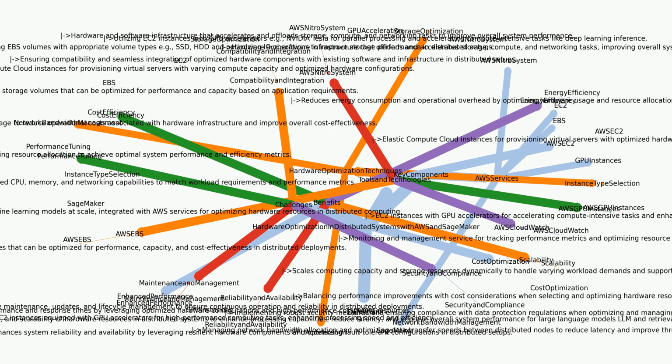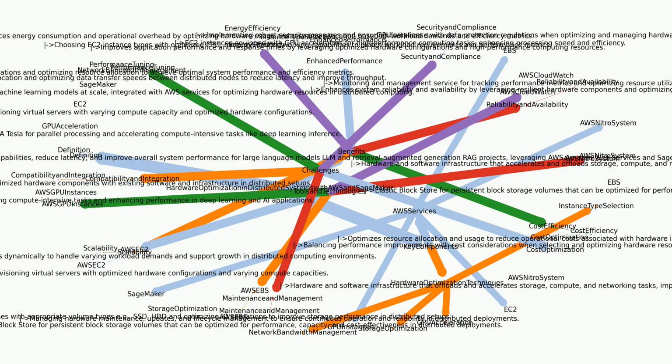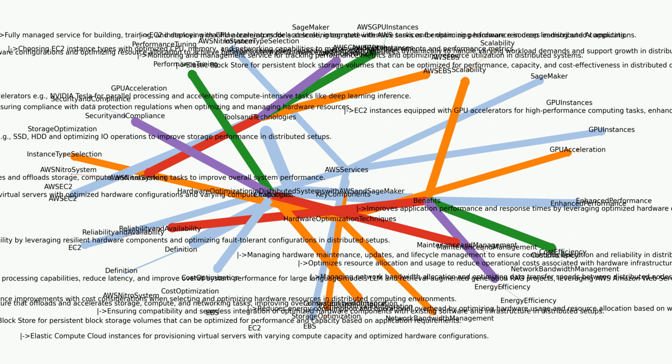AWS EBS, Elastic Block Store for persistent block storage volumes that can be optimized for performance, capacity, and cost effectiveness in distributed deployments. AWS GPU instances, EC2 instances with GPU accelerators for accelerating compute-intensive tasks and enhancing performance in deep learning and AI applications.